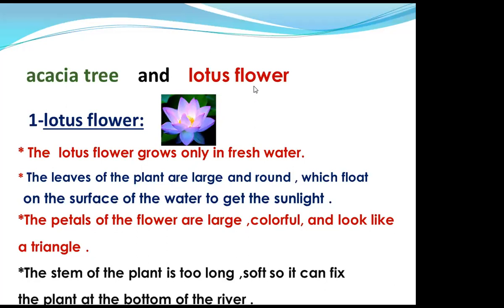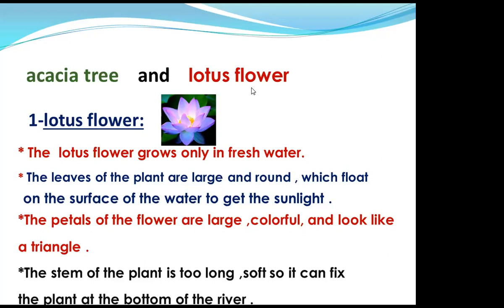Hello. Okay, Ahmed Wael. The lotus flower grows only in fresh water. The leaves of the plant are large. The stem of the plant is too long, soft, so it can fix the plant at the bottom of the river. Thank you very much, Ahmed.